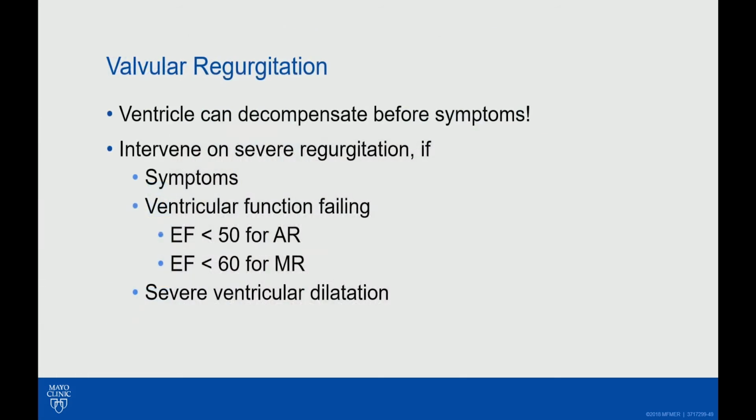So this is my summary slide. For valvular regurgitation, the ventricle can decompensate before symptoms. It's why when we start detecting MR or TR or AR, we start doing echoes more frequently in those people. Particularly when it gets severe, you're going to echo them every 6 months. Intervene on severe regurgitation for symptoms, ventricular decompensation, or ventricular dilatation.